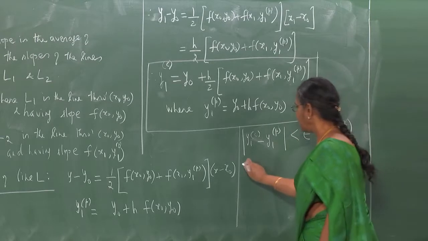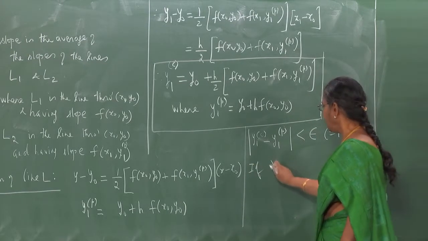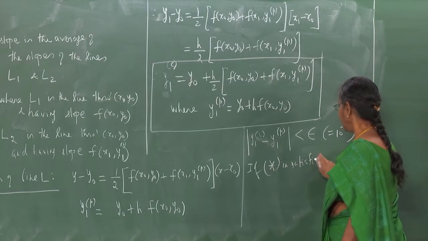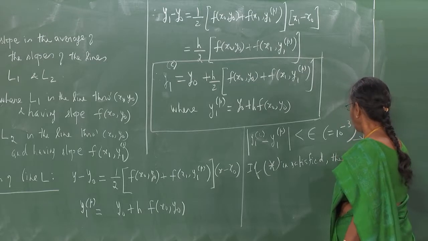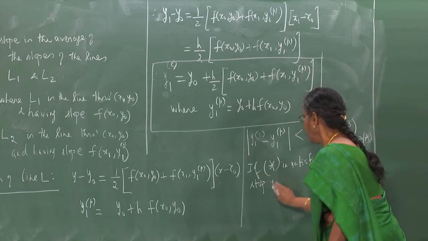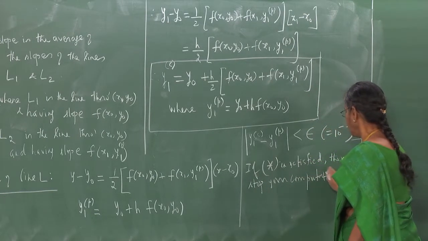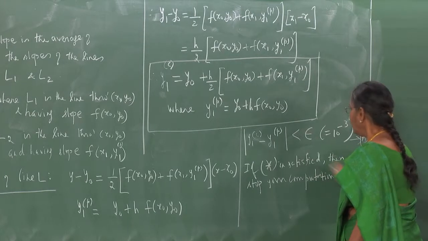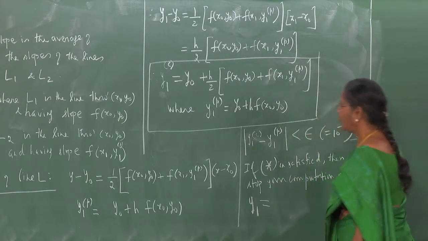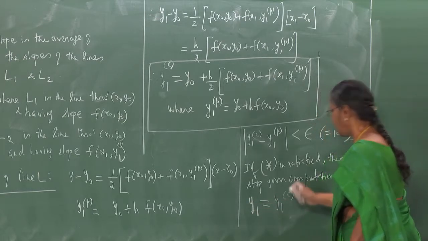If this happens, call this star, if star is satisfied, then you can stop your computations, and you have the solution correct to the desired degree of accuracy, which is y1 is equal to y1 corrected.